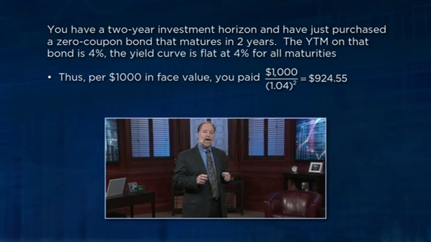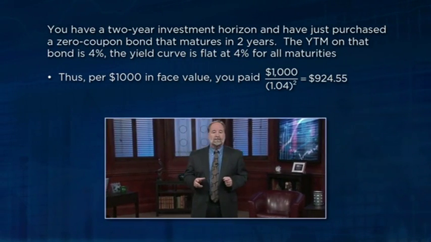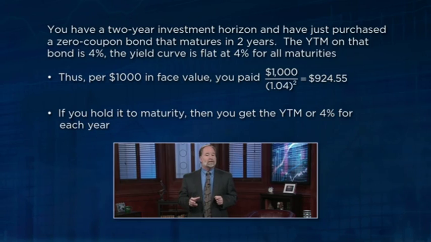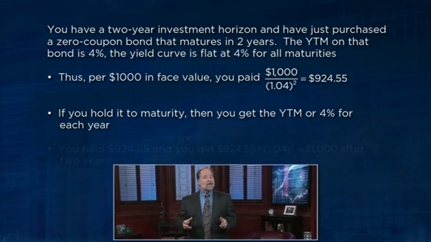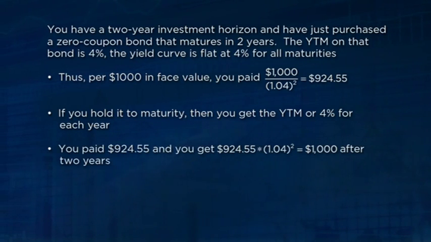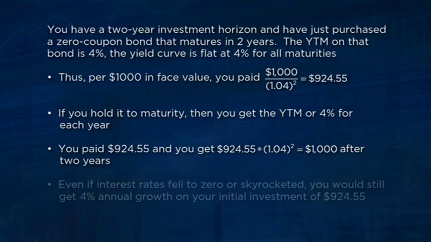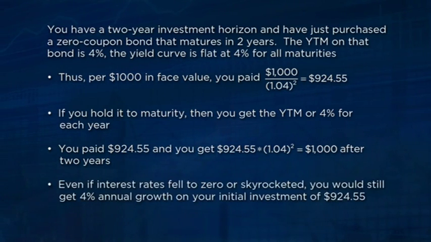With this zero-coupon bond, you don't get any intervening coupons. If you hold it to maturity, then you get the yield to maturity, or 4%, for each year. That is, you paid $924.55, and you get $924.55 times 1.04 squared, that ends up equaling $1,000 after 2 years. Note that in this case, even if interest rates fell to zero or they skyrocketed, you would still get a 4% annual growth on your initial investment of $924.55.